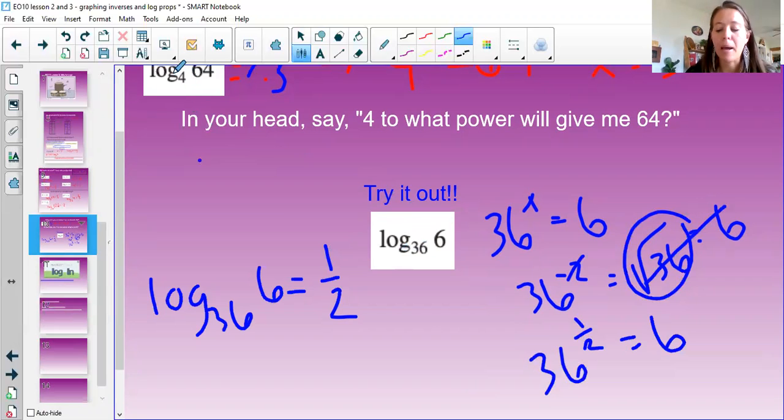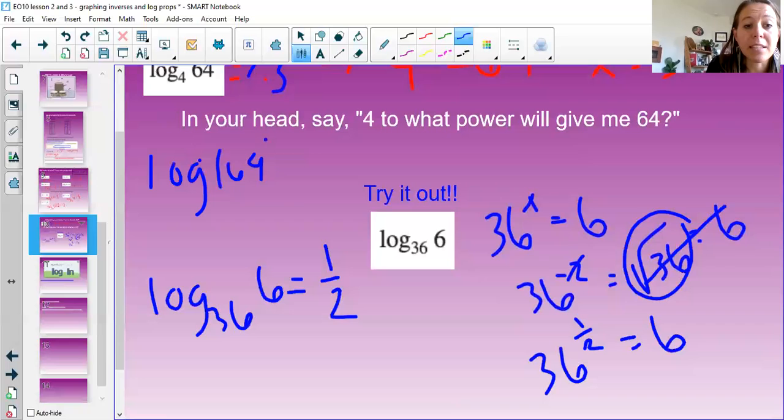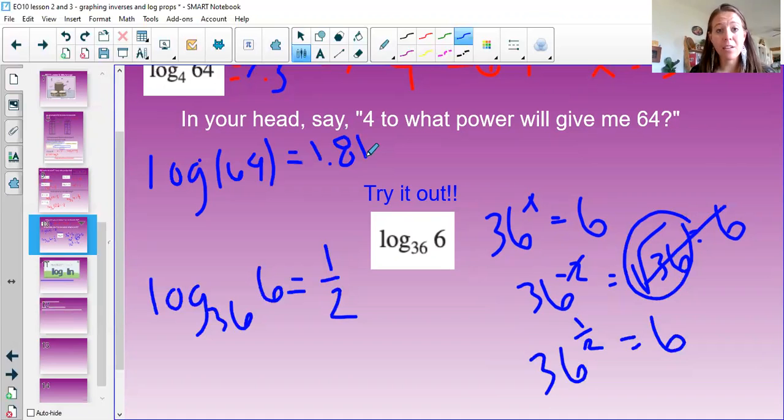So if you said, for example, log of 64, like we did before, but with base 10, all we would have to do is use your calculator, press the log button, and plug in 64, and we get 1.8, 1.81, we'll round it to. So 10 to the 1.8 power will give us 64. Okay, so that's something that you can do in your calculator. But that only works with base 10.